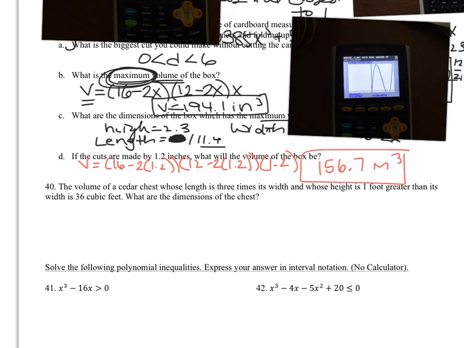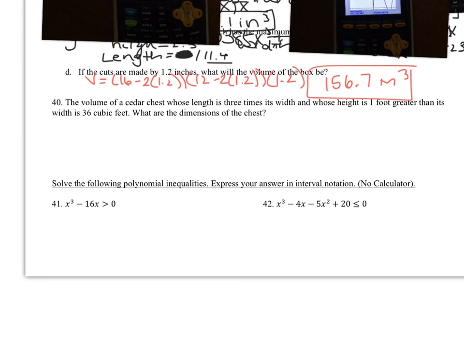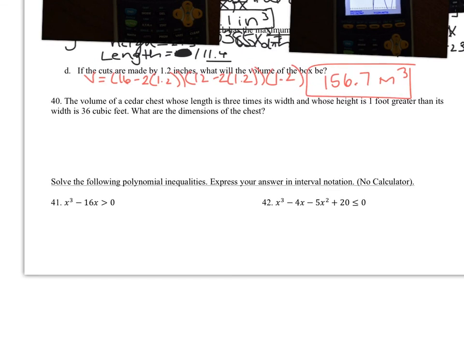If I look at the next one, it says the volume of a cedar chest whose length is 3 times its width and whose height is 1 foot greater than its width is 36 cubic feet. So, all right, I gotta draw a picture. I'm going to draw a rectangular prism.